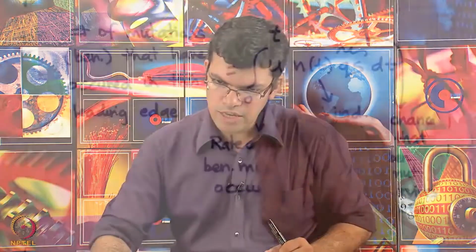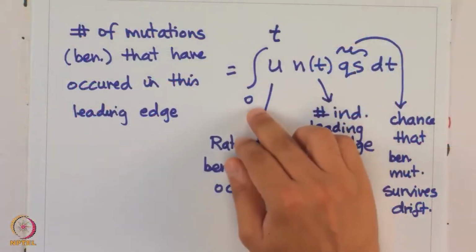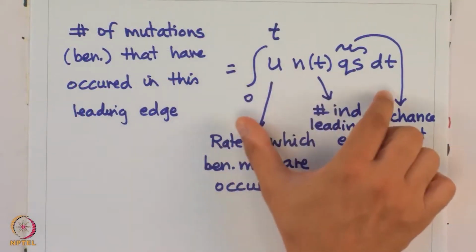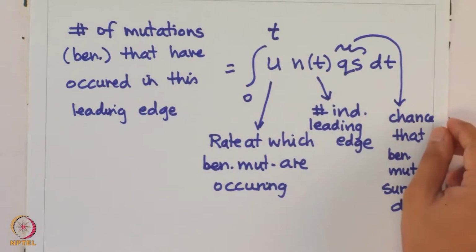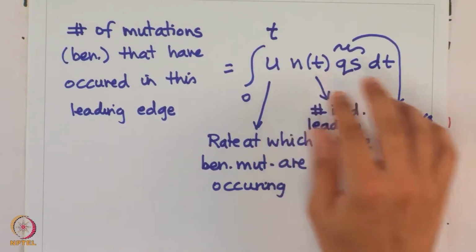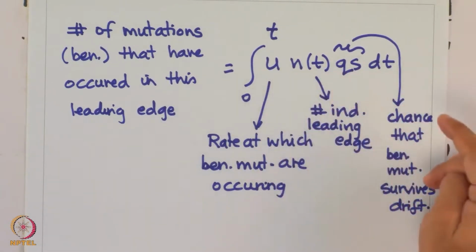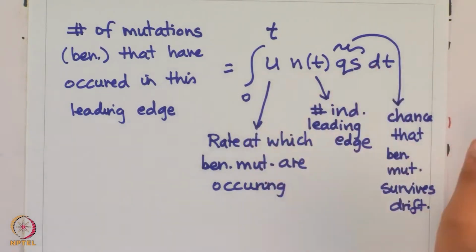So, and then because NT is changing with time, we integrate it from 0 to t, and this is the total number of beneficial mutations that are occurring at the leading edge, which also survive drift, given by this expression. But we are not interested in the number of mutations that are occurring in this leading edge. What we are interested in is how much time is needed before the first beneficial mutation that occurs from this leading edge gets established. That's the quantity we are interested in.